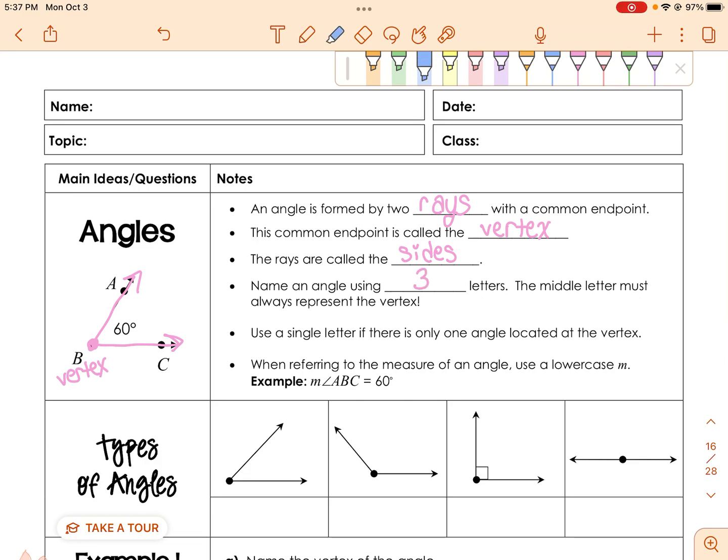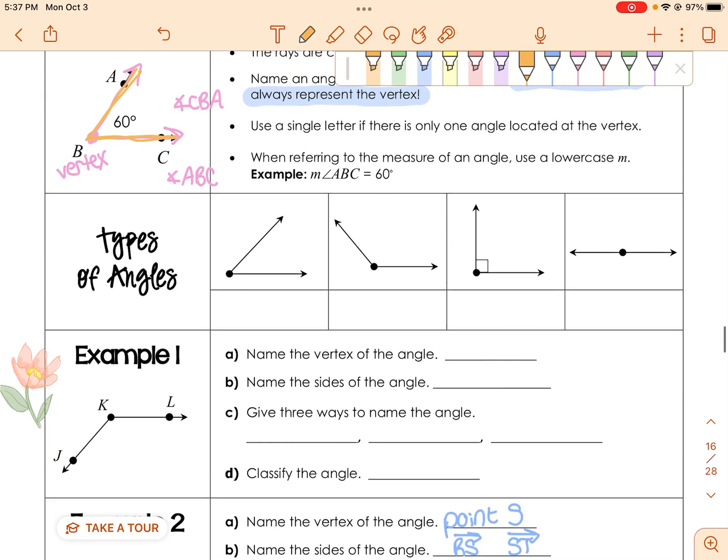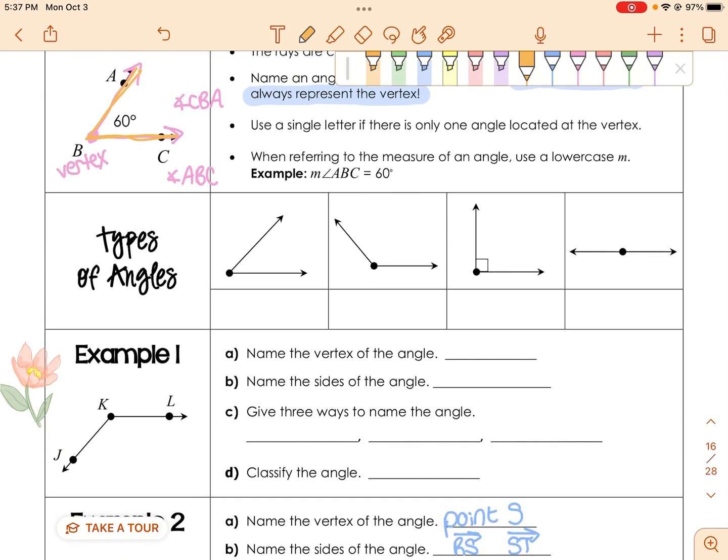The way to name an angle is using 3 letters. The key here is that the middle letter must always represent the vertex. So for example, we could call this angle ABC, or you could call it angle CBA. Remember, we always name the angle the way that we trace it. So you would go from A to B to C, or from C to B to A, and that's why B has to be in the middle. Sometimes you can use just the vertex, but it depends on the situation.